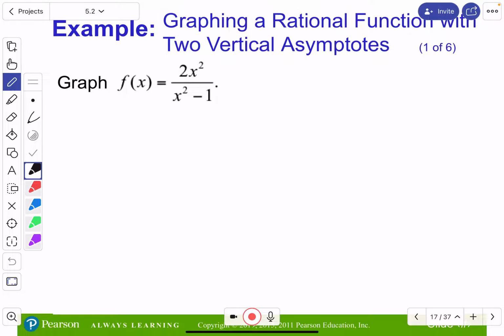So we just did that. All right, so you try this one. Find those 7 steps and then do the graph and then come back and check.